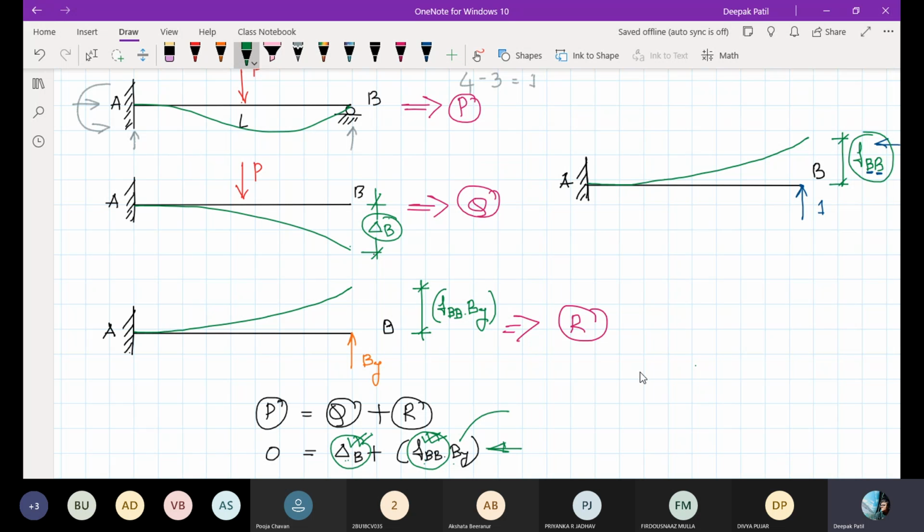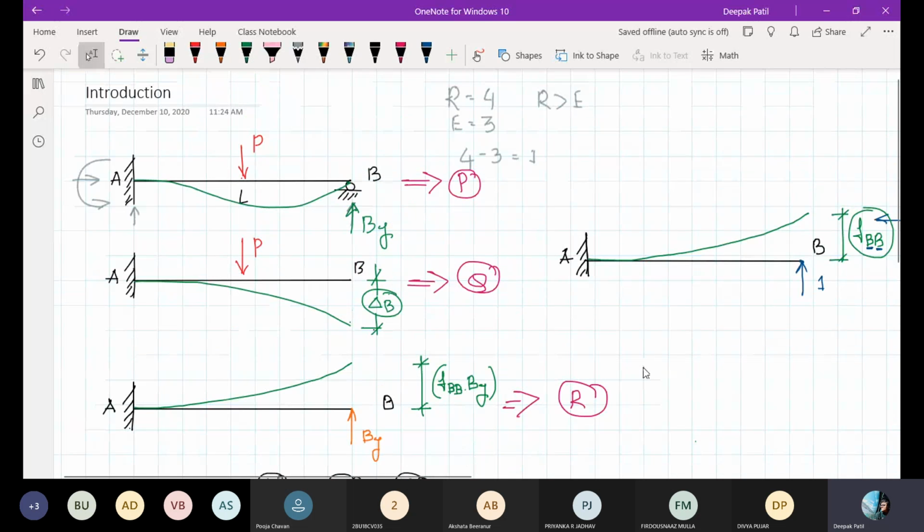But what is that BY now? That BY is nothing but this one. This BY is nothing but the vertical reaction at the roller support B. So this is that BY. Yes or no? Yes, sir. So once you know this BY, the other unknowns can be easily found.